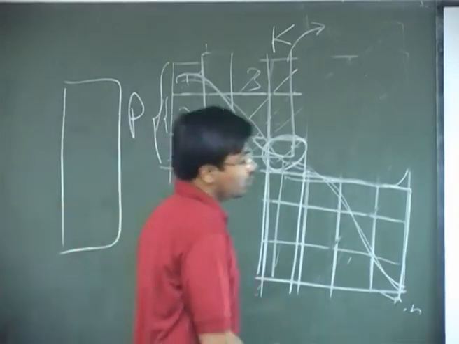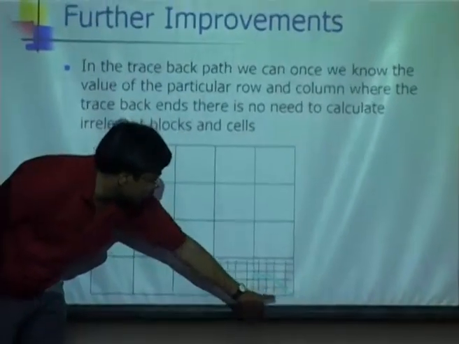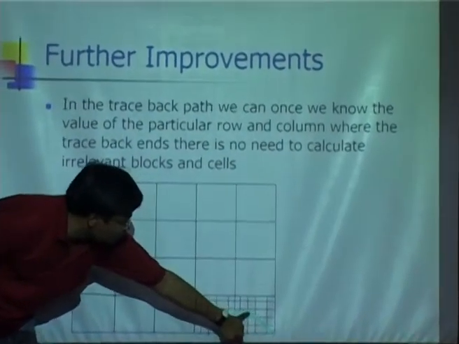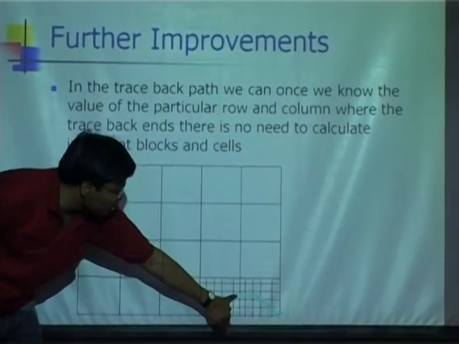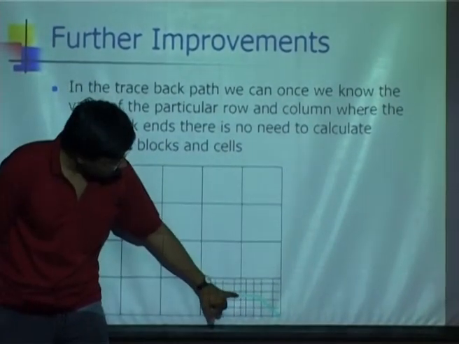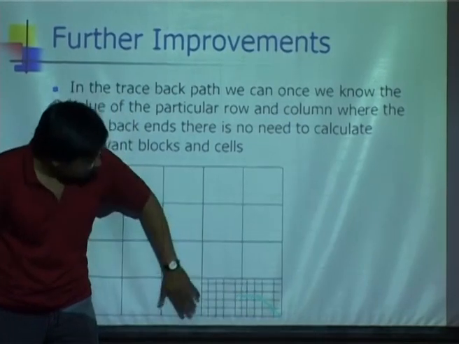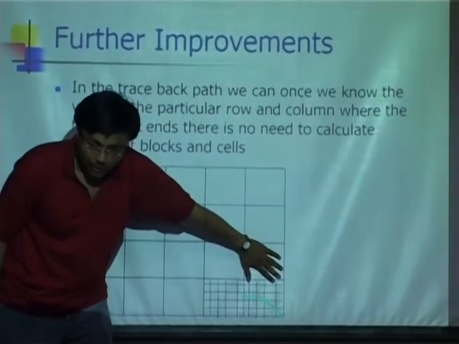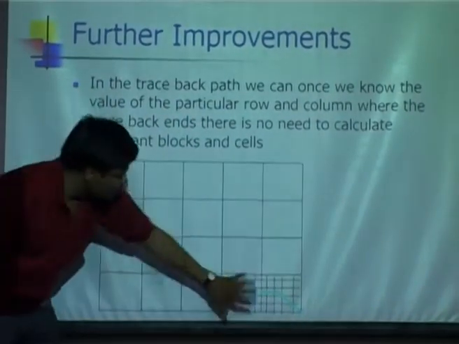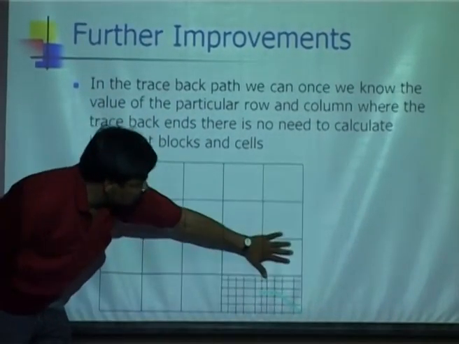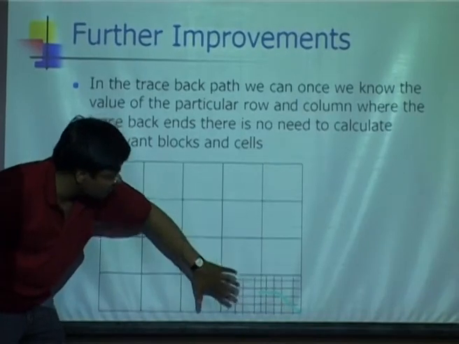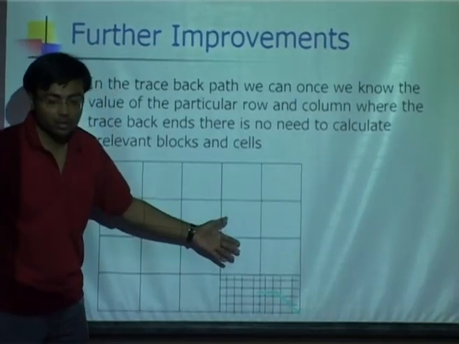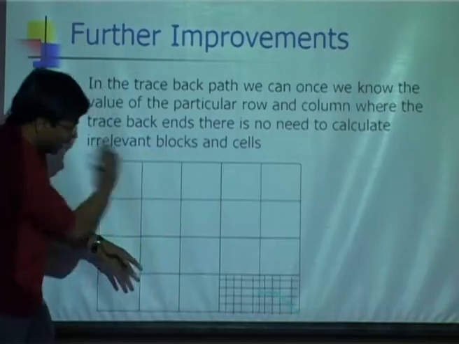Further, there are some approaches. For example, you can see over here that in the traceback phase, the path is passing through these values. Now if we know that the path has reached up to this cell, then obviously we don't have to again calculate in parallel this block, because the path will never pass through this block. So we don't have to calculate this block. We can instead calculate some other blocks, storing the values of this. I'll show in the next PPT.